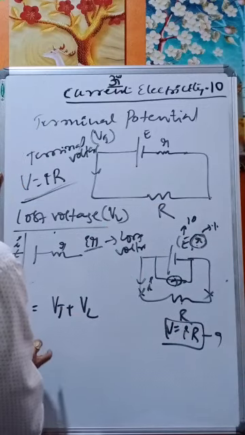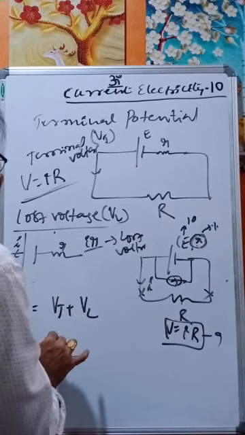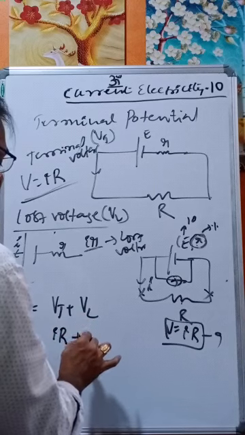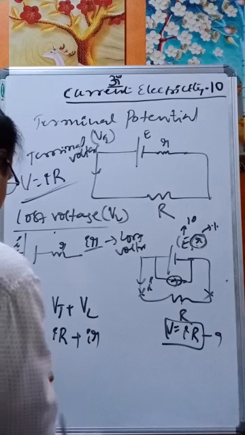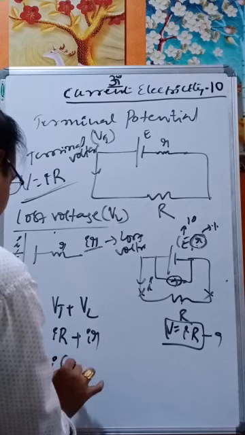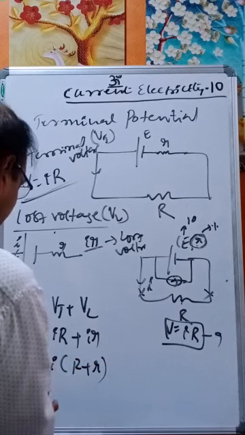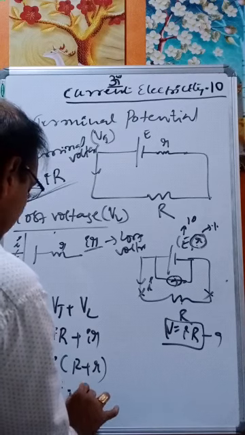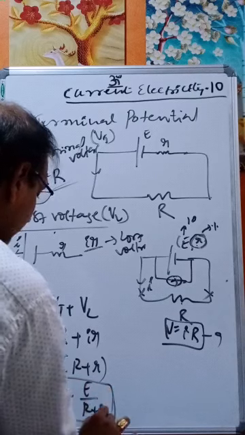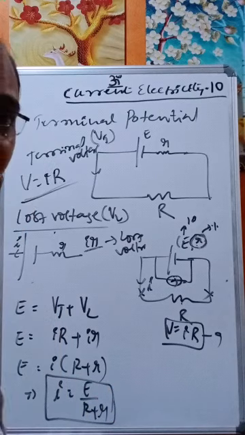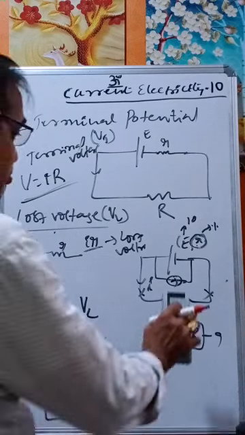Therefore, E is equal to terminal voltage IR plus lost voltage Ir. Lost voltage is Ir. Then what is E? E is equal to I into (R plus r). This implies the current I is equal to E by (R plus r). Current I is equal to E by (R plus r).